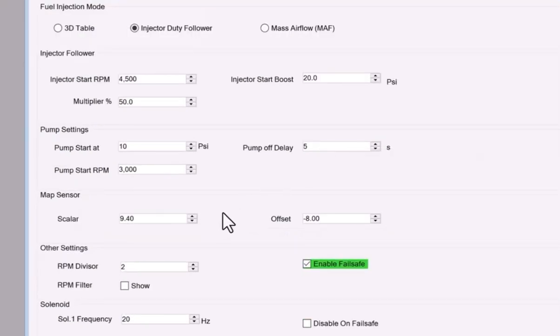The MAP sensor. MAP sensor input is crucial in determining what boost the engine is currently experiencing. Frostbyte requires you to enter the scalar, or multiplier, and offset value to properly determine the boost it's reading from the MAP sensor input. Frostbyte shares one input for both MAP and MAF sensor, so when the MAF injection mode is used, the MAP sensor setting will not be used.